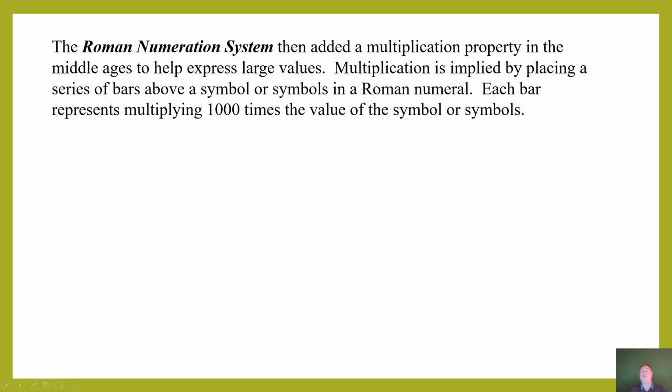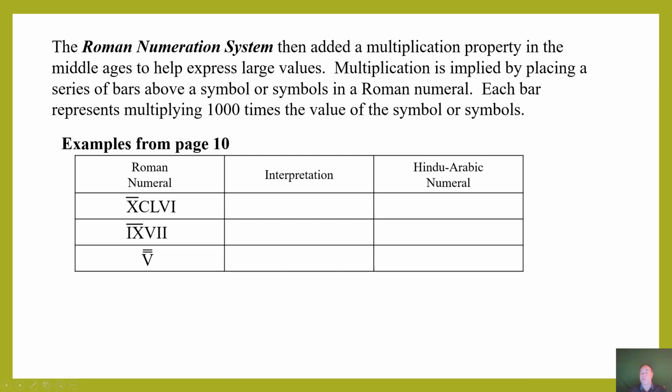Now, the Roman numeration system then added a multiplication property in the Middle Ages to help express large values. Multiplication is implied by placing a series of bars above a symbol or symbols in a Roman numeral. Each bar represents multiplying 1,000 times the value of the symbol or symbols.